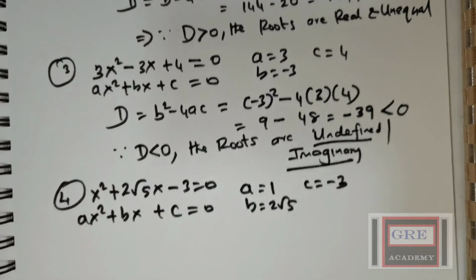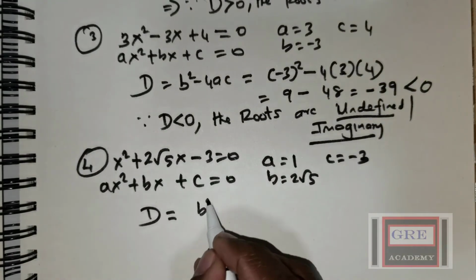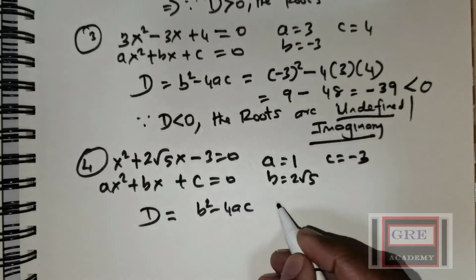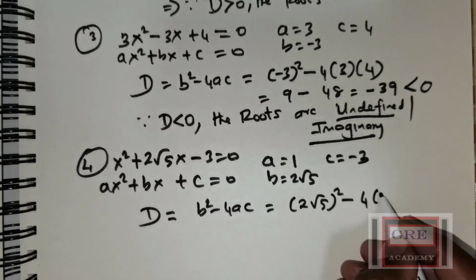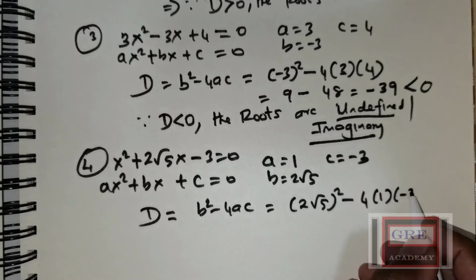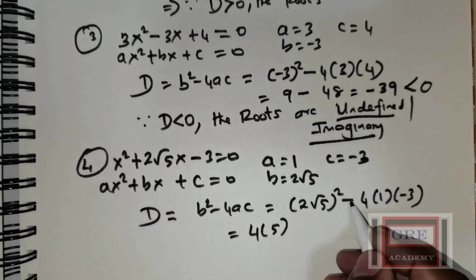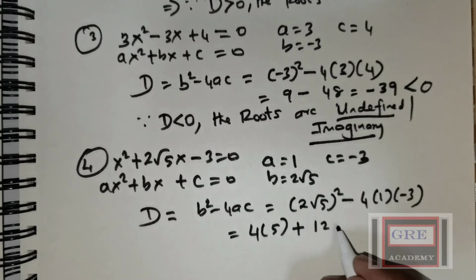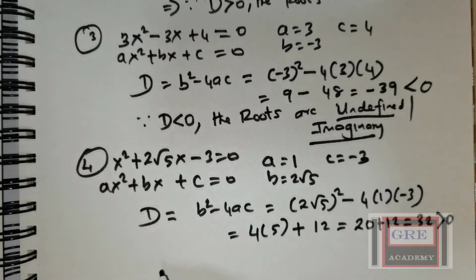Now find the value of the discriminant. D is equal to b squared − 4ac. My b is 2 times root 5, squared, minus 4, a is 1 and c is −3. I square this, I get 4 times 5. Negative negative will become positive. 4 times 3 is 12. 4 5s are 20, added with 12 will give me 32, which is greater than 0.